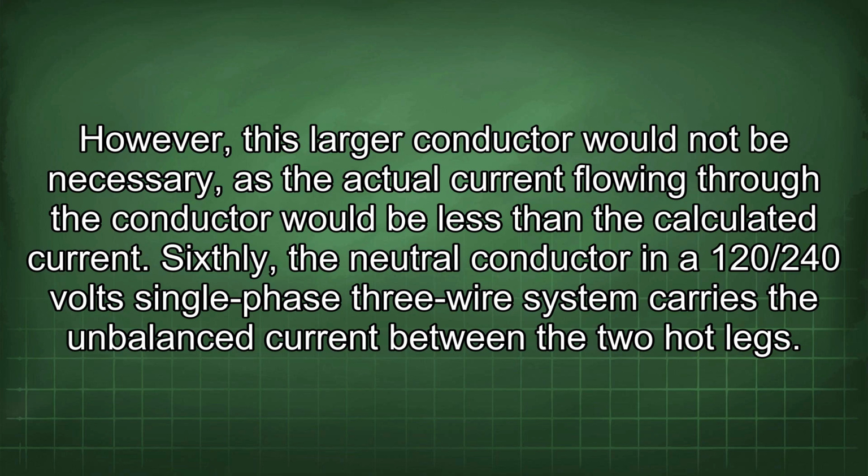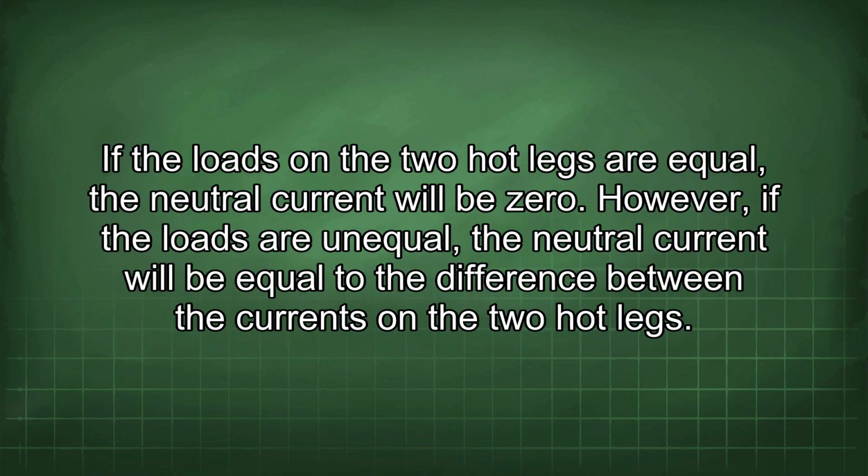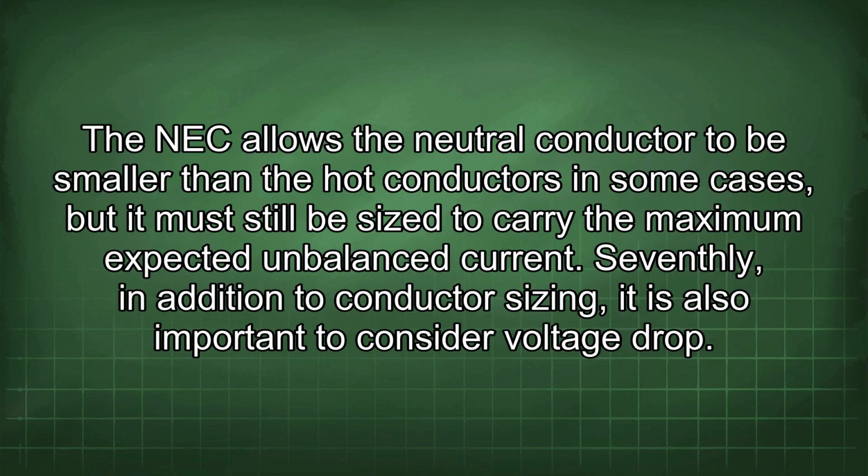Sixthly, the neutral conductor in a 120/240 volt single-phase 3-wire system carries the unbalanced current between the two hot legs. If the loads on the two hot legs are equal, the neutral current will be zero. However, if the loads are unequal, the neutral current will be equal to the difference between the currents on the two hot legs. The NEC allows the neutral conductor to be smaller than the hot conductors in some cases, but it must still be sized to carry the maximum expected unbalanced current.